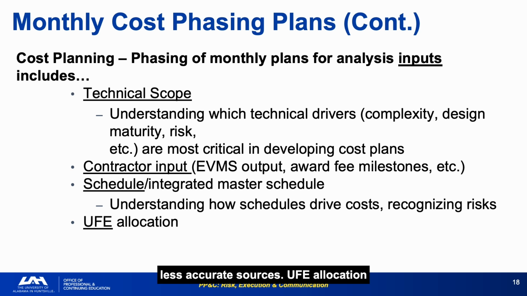UFE allocation across the fiscal year should reflect when risks are most likely to materialize, rather than being distributed equally or loaded at year-end to avoid scrutiny. Every element on this list should have a traceable source in your phasing documentation. If you cannot identify the source of a number, the number is not defensible.